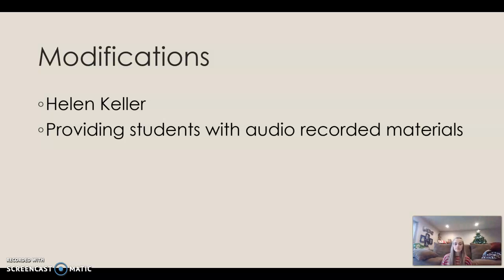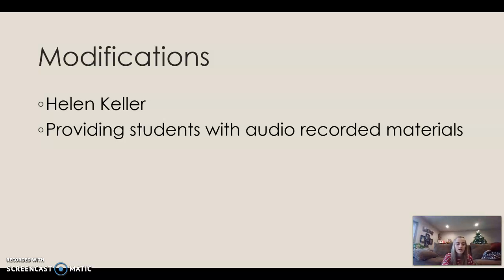But yeah, hearing and vision disabilities are different than a lot of the other ones that we talked about, because it's not something where you need to completely change the curriculum of what they're learning. You just need to change how they're learning. One example of a modification is providing them with audio recorded materials when their peers are reading books. A lot of times it can be really difficult for them to read, especially with vision problems. So just providing them with audio recorded materials is a good idea.